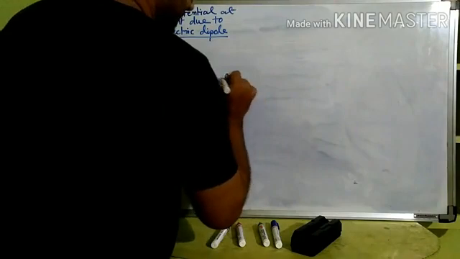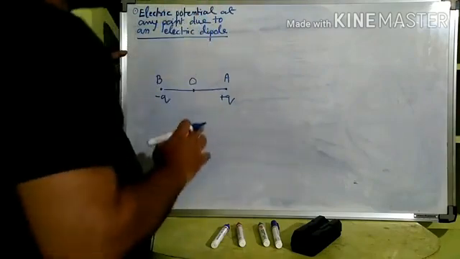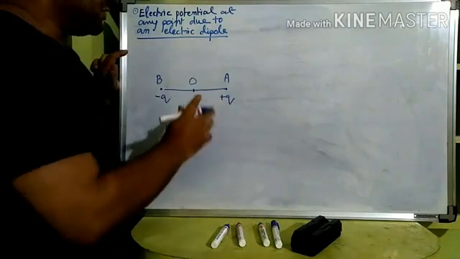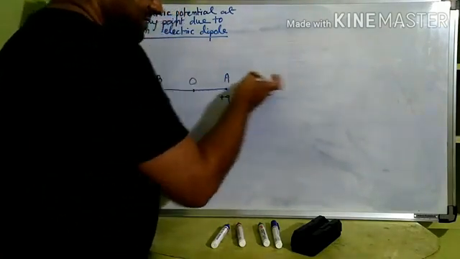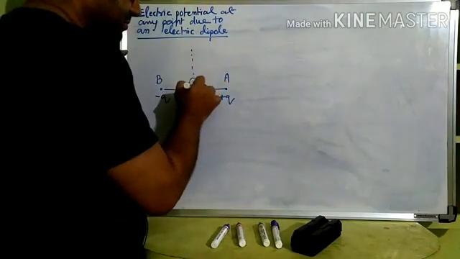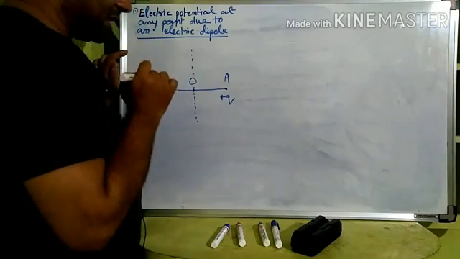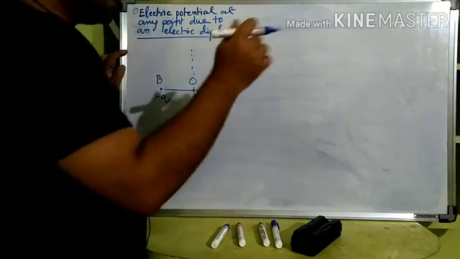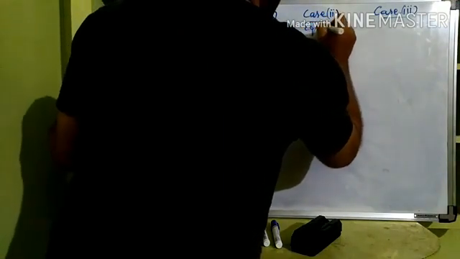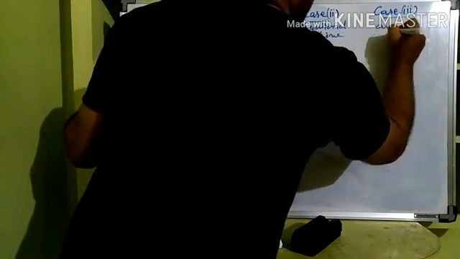Now, at any point due to this electric dipole, what is the electric potential we are going to find out? To find out, we'll consider three cases. Only three cases are possible. Either it will be on the axial line, which means the line joining AB, or it will be on the equatorial line, which means the line which passes through the midpoint of the dipole and is perpendicular to the dipole, or it can be anywhere. So case 1 is the axial line, case 2 is the equatorial line, and case 3 is any point.